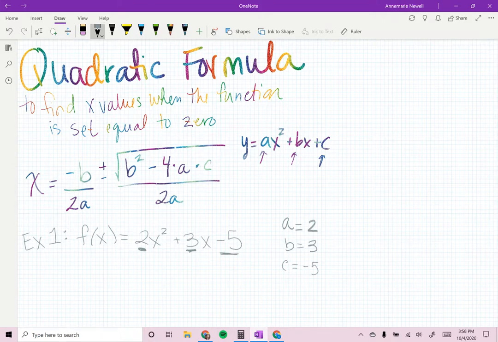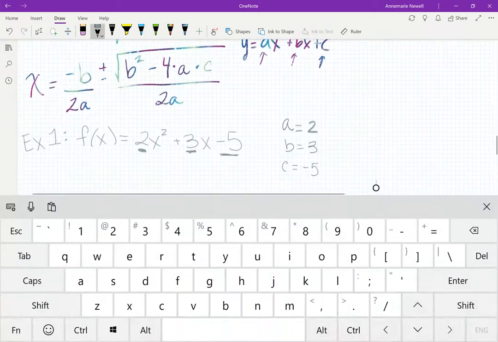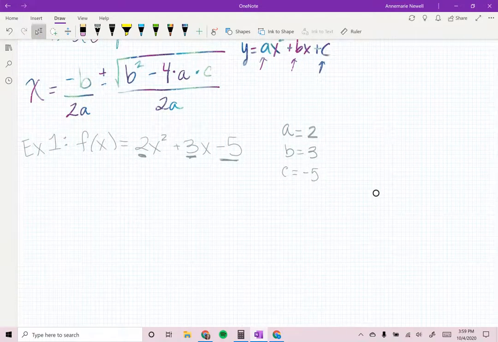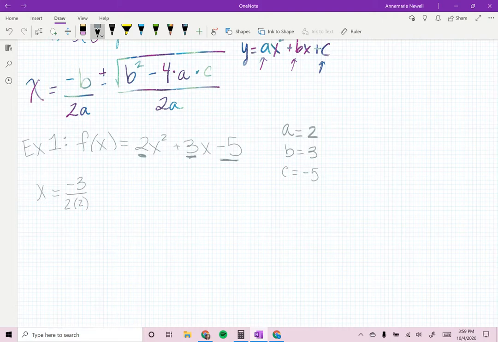And all you have to do, I'll move this up so we can see the formula. We're just going to follow the exact positions of all of these numbers, the a's and b's and c's. We're just going to put in a 2 and a 3 and a negative 5 where it goes. So here's x equals, well, the opposite of b is 3, so that's negative 3 over 2 times 2.